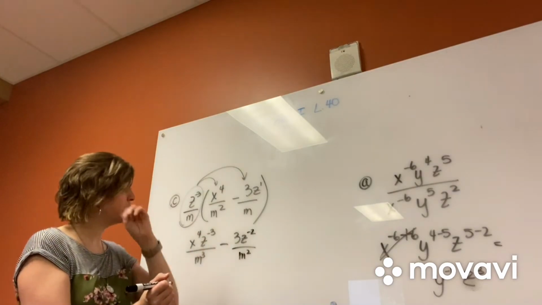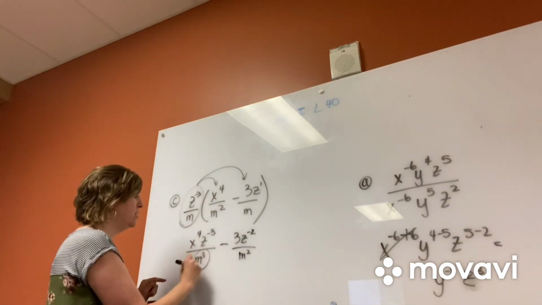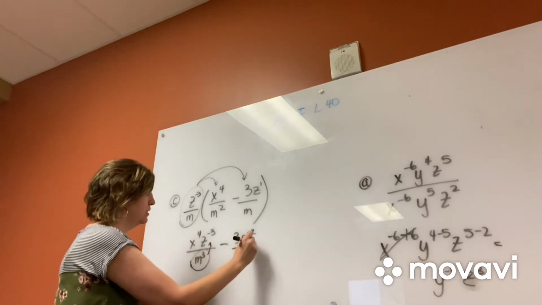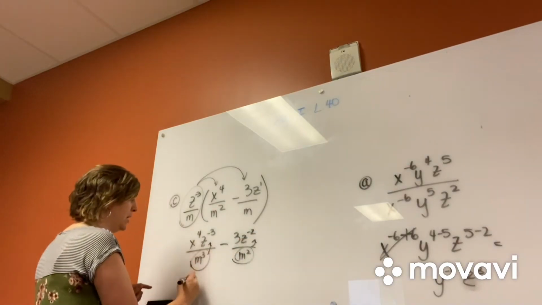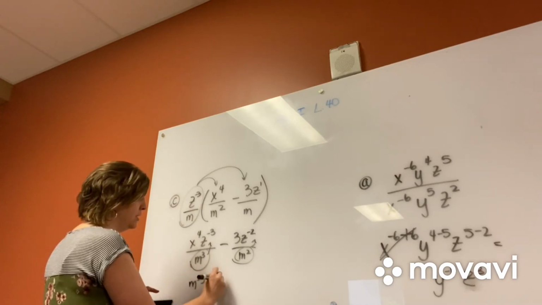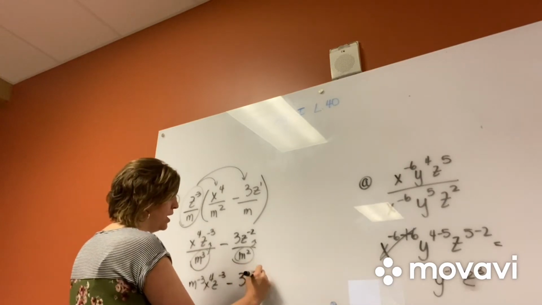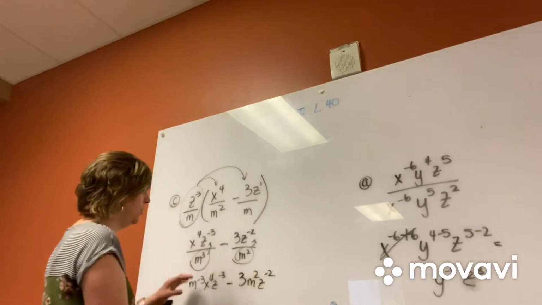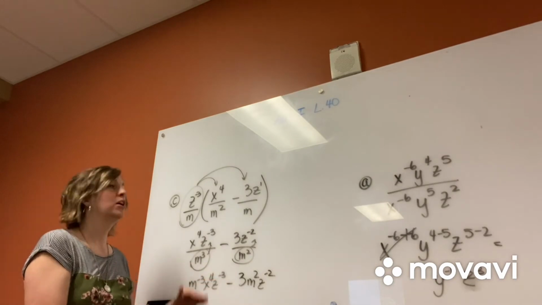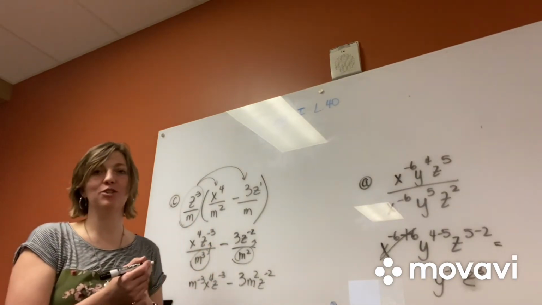The direction said make sure everything's in the numerator. So I need to move this up and move this up. So that would end up looking like m to the negative 3, x to the 4th, z to the negative 3, minus 3m squared, z to the negative 2. And that's my final answer because I have moved everything to the numerator just like the directions told me.